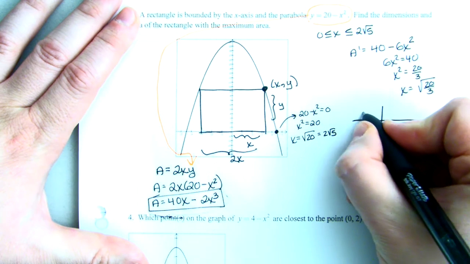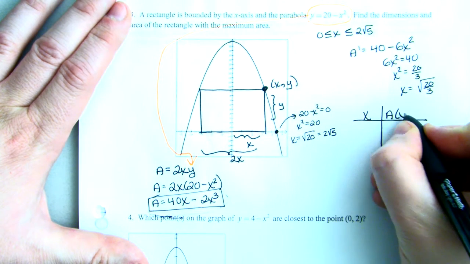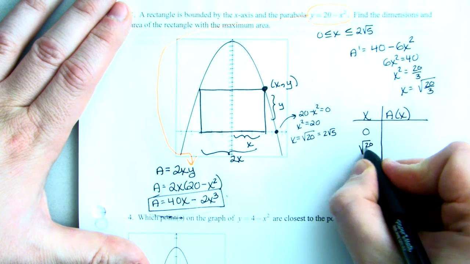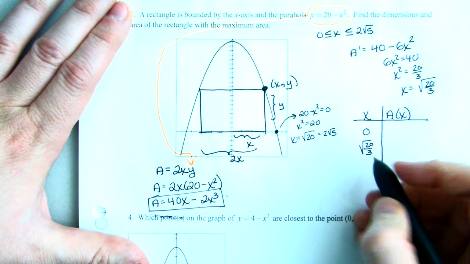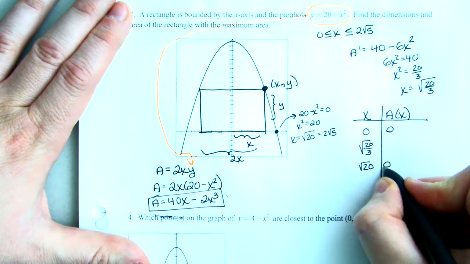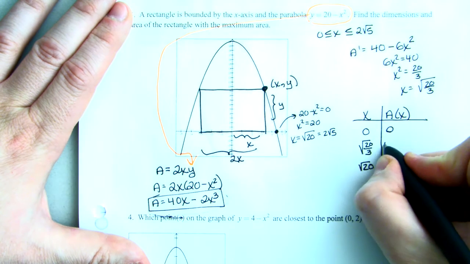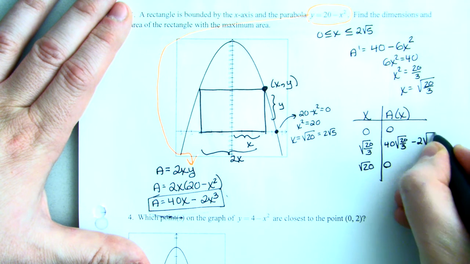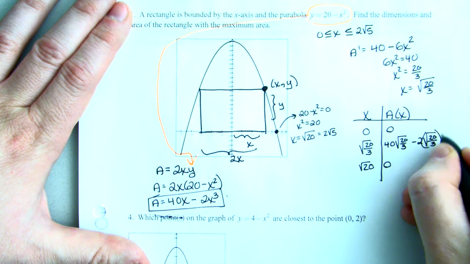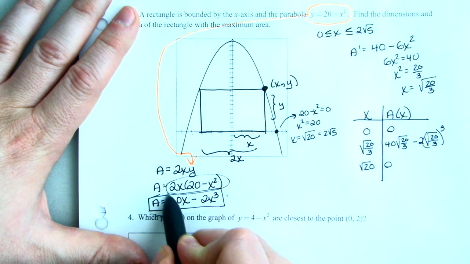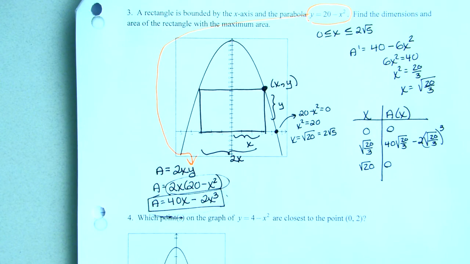I'm going to set up my candidates test. x and A of x. I need 0. I need square root of 20 thirds. Actually, rather than 2 root 5 for the other one, let me just call it root 20. It's going to make things a little bit easier. Actually, I'm just going to cheat. I know that's 0. I know that's 0. For the other one, I've got 40 times the square root of 20 thirds minus 2 times the square root of 20 thirds cubed. Oh, you know what? It would be easier if I plugged in over here. So let's plug in over there.